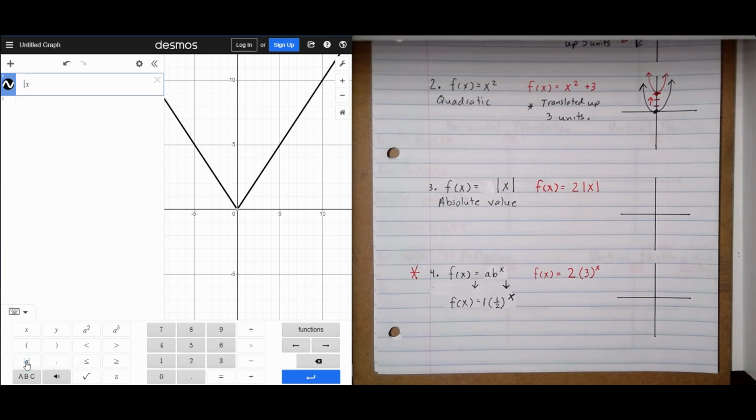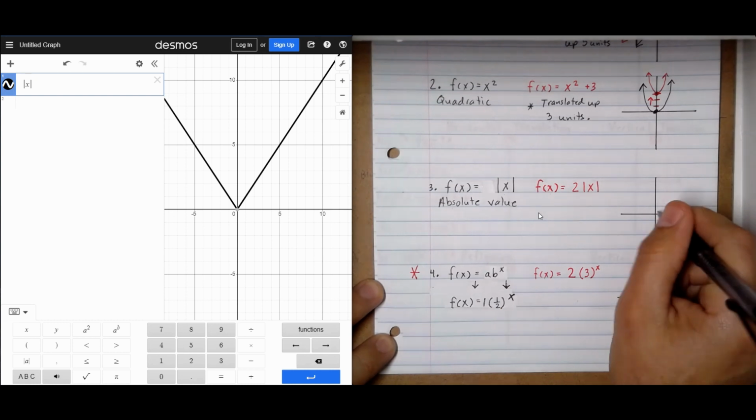You can put your x in there. Click on it again, and now you have an absolute value function, right? So it looks like a V. So think about V for victory. So I'm going to go ahead and draw that on my graph real quick.